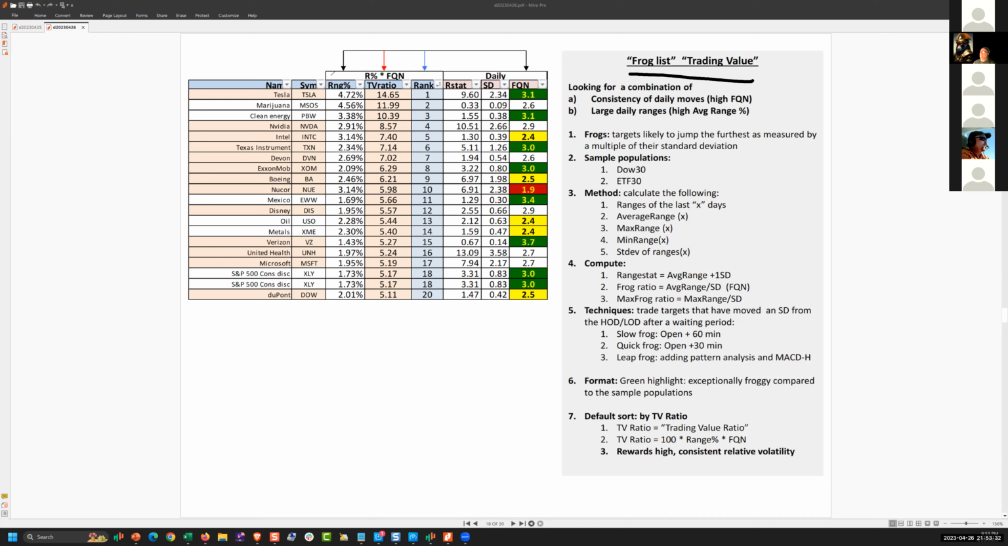Frog list for trading value: Tesla, marijuana and clean energy, NVIDIA, Intel, and Texas Instruments. That's telling you where the play is. It's the semis. All right, that's everything we've got for today.